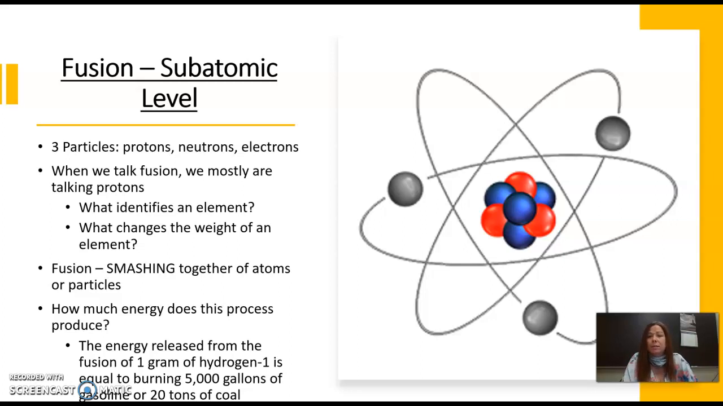As far as how much energy it produces, the energy released from the fusion of 1 gram, which is very, very tiny, of hydrogen-1 is equal to burning 5,000 gallons of gasoline or over 20 tons of coal. This is also why learning about fusion in the 1920s led to being able to make atomic bombs.